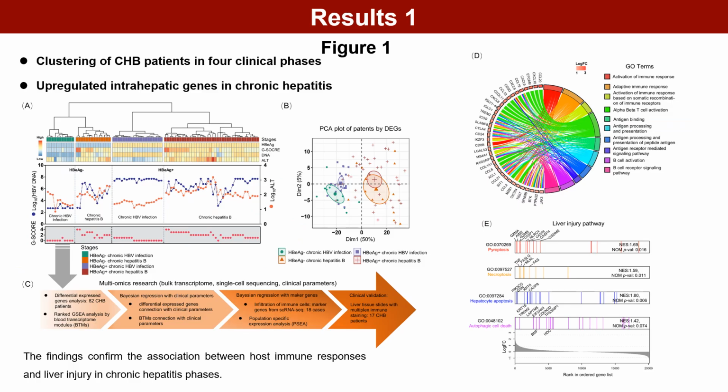Results 1. As shown in Figure 1a, 82 CHB patients were characterized into 4 phases by E antigen status, HBV serum load, and ALT levels. PSEA demonstrated that patients with hepatitis could be distinguished from those with chronic infection based on their hepatic gene profiles in Figure 1b. The most upregulated genes in hepatitis phases were related to immune processes in Figure 1d. Apoptosis had the highest normalized enrichment scores among the known pathways of liver injury in Figure 1e.